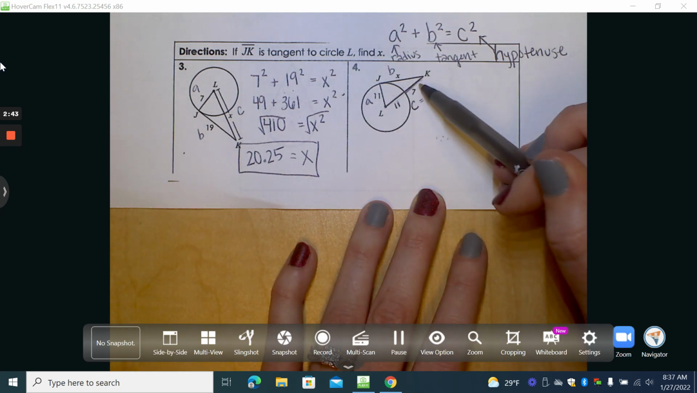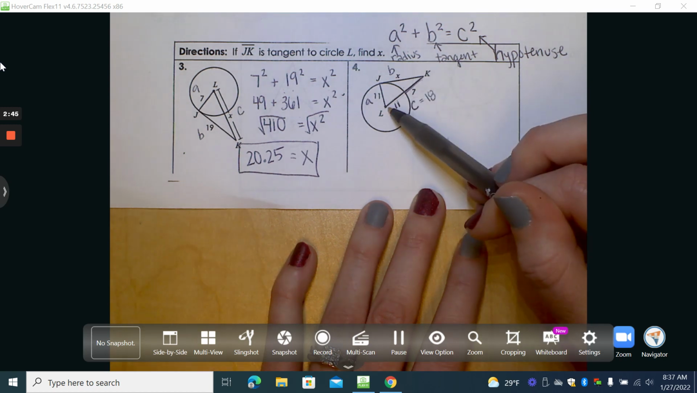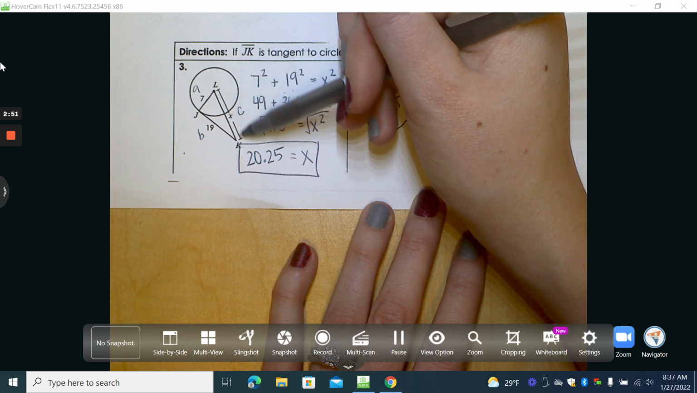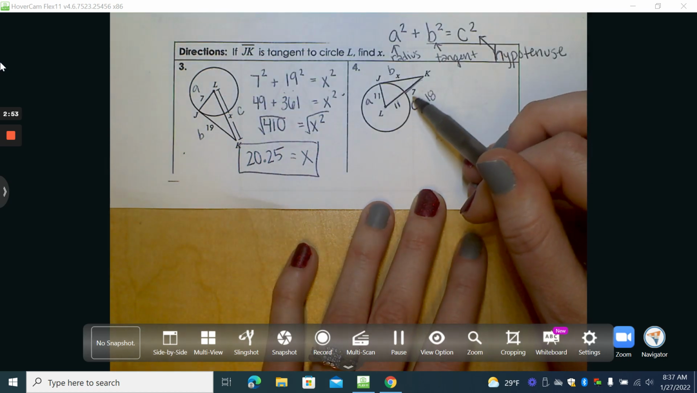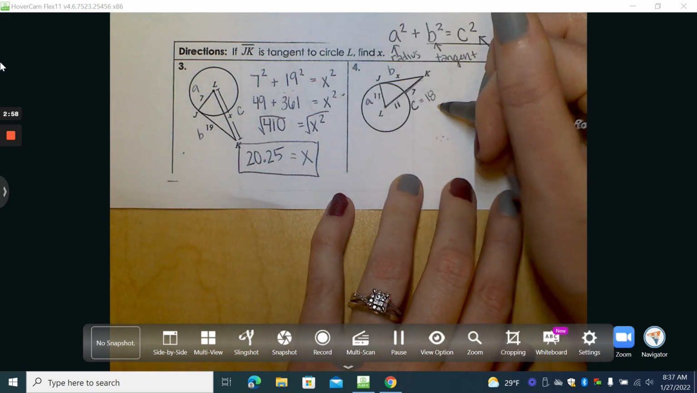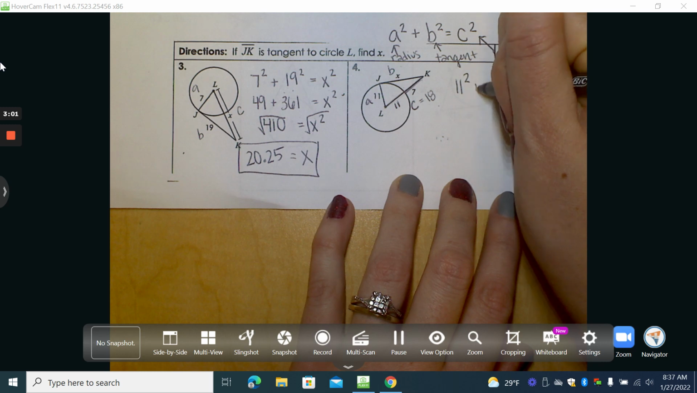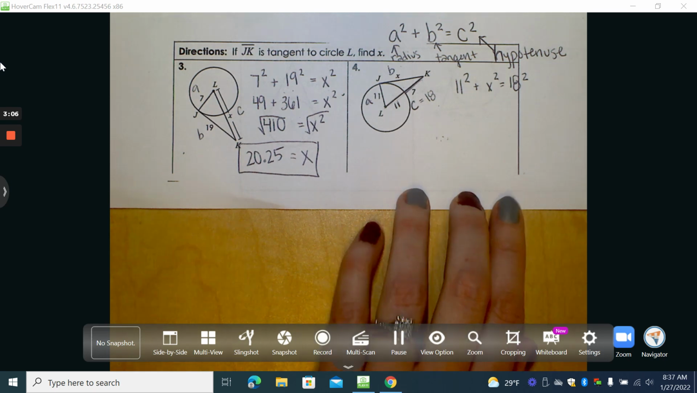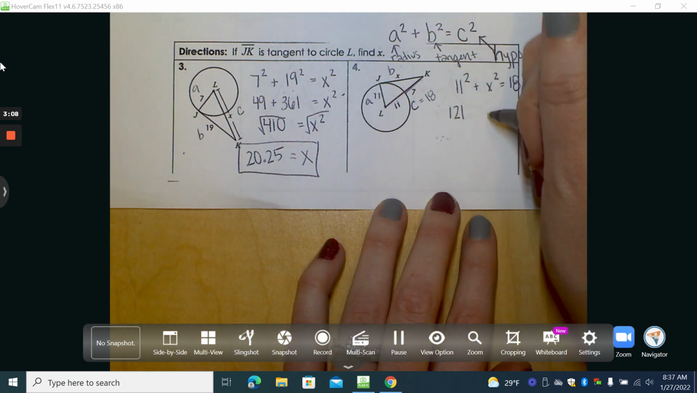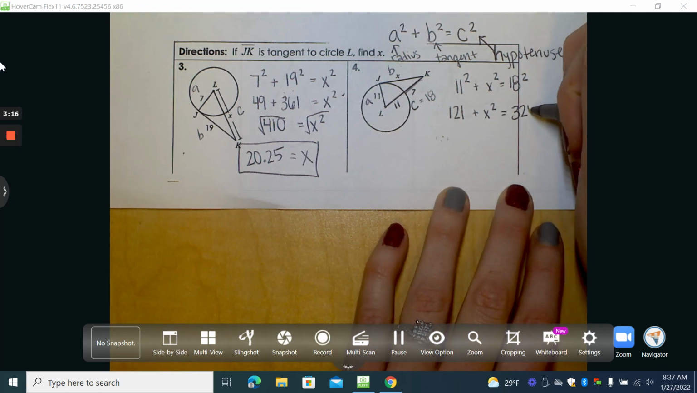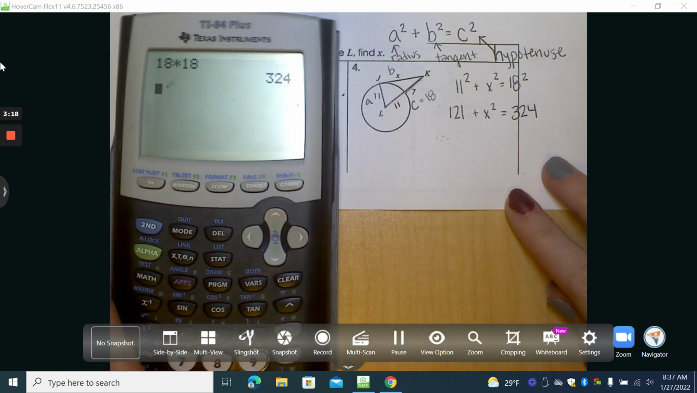So if the number's outside, it's just pointing to the outside part. If it is showing the whole length, then I know that is the whole length across my hypotenuse. But here it was just 7 and I have to add that 11 to it. So I have A, B, and C. So I have 11 squared plus x squared equals 18 squared. And 11 times 11 is 121. And 18 times 18 is 324. Sorry, I should put that in.